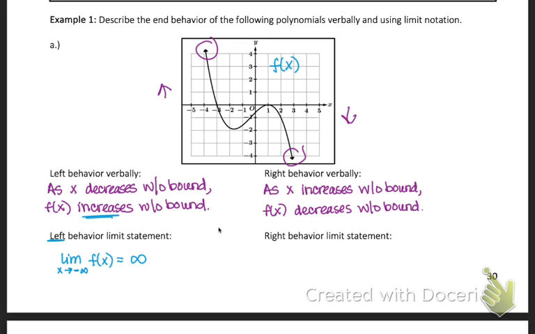Now for the right limit statement, we would say the limit as x approaches positive infinity of f of x, and that is going to equal, as I move to the right, f of x decreases without bound, so we go towards negative infinity, okay?